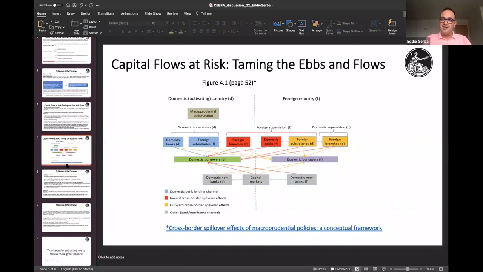So this is actually a diagram from an ESRB or ECB group that I co-chaired a while back, where we were looking at cross-border spillovers of macroprudential policy. And this shows you how you, as a country, here country A on the left, can import these policies. And this could hopefully be helpful for conceptualizing and including that in your analysis. And the reference to that ECB occasional paper is here.